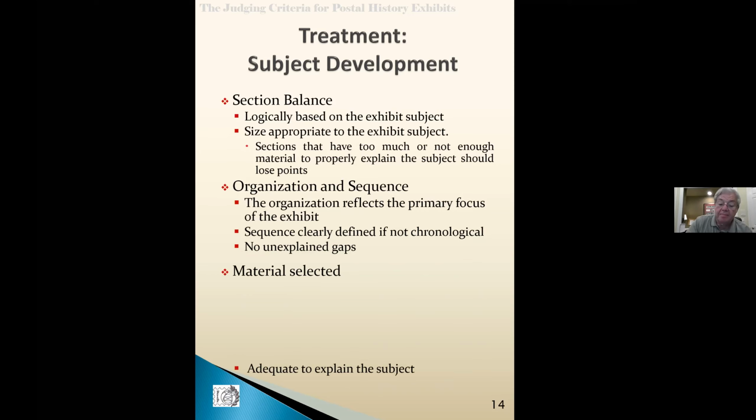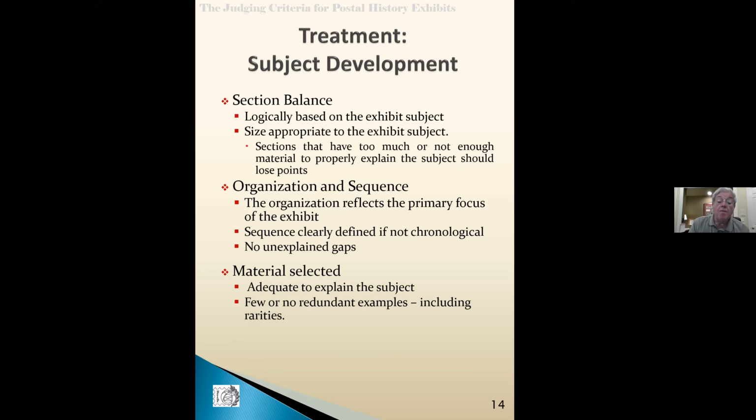Material selected. Adequate to explain the subject. Few or no redundant examples, including rarities. If you have 3 of the only known examples of an important postal rate, you want to show the best one unless number 2 or number 3 is significant for some other reason. Here is where points will be deducted if important items are not present.